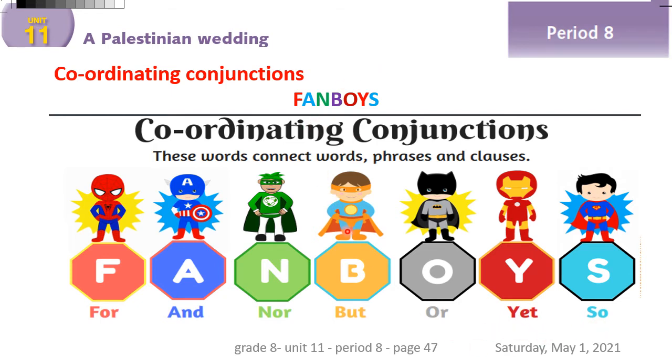FANBOYS. Remember it. Today we are going to concentrate on only one of them, which is so. But we already know what is and, what is but, and what is or, and I believe yet, because we used it, but not as a coordinating conjunction. We used it in the present perfect, past perfect, present perfect continuous and past perfect continuous, like I haven't finished my homework yet.